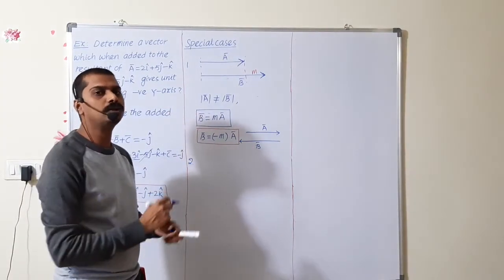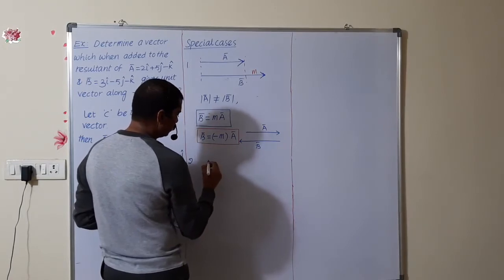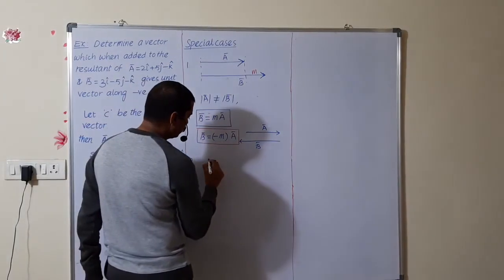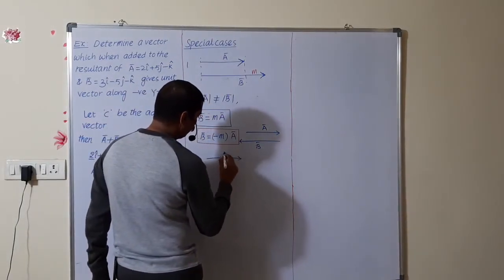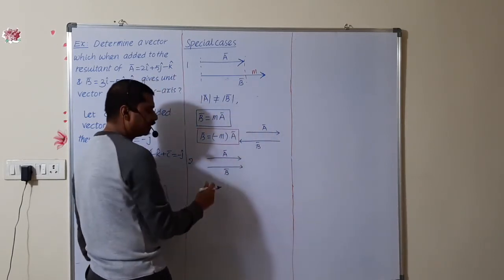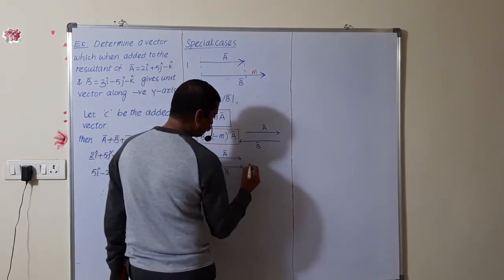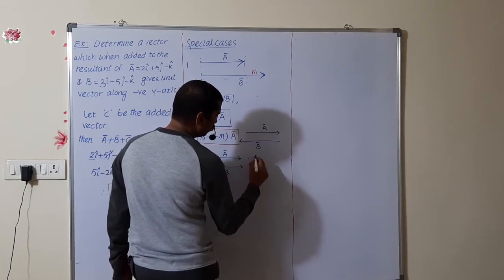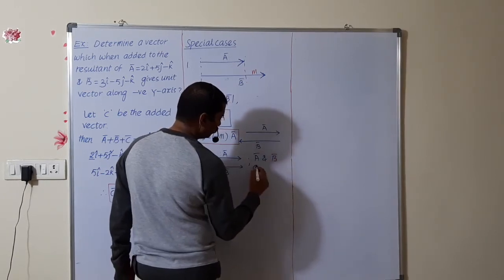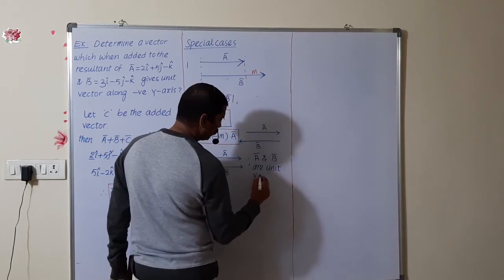The two vectors are unit vectors. Here I am taking two vectors that are unit vectors and moving in the same direction. This is one vector and this is another vector. These two vectors are parallel, and vector A and vector B are unit vectors.